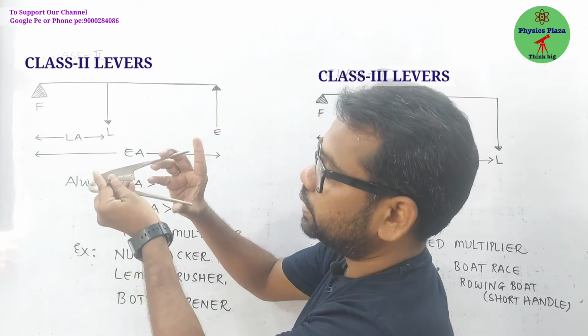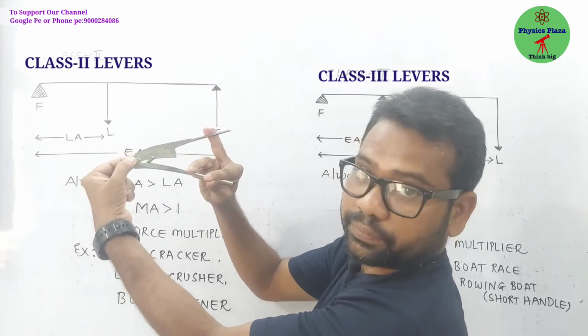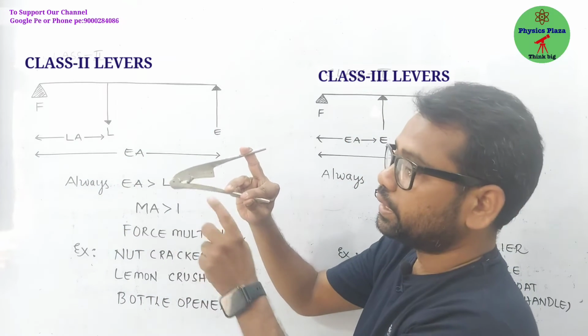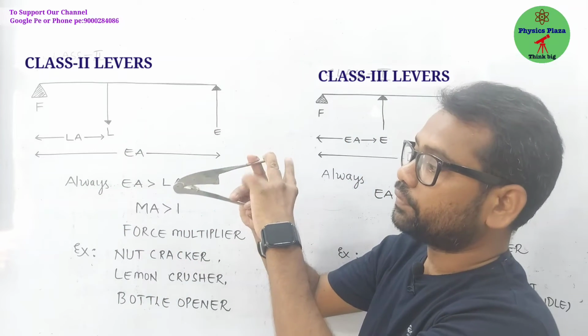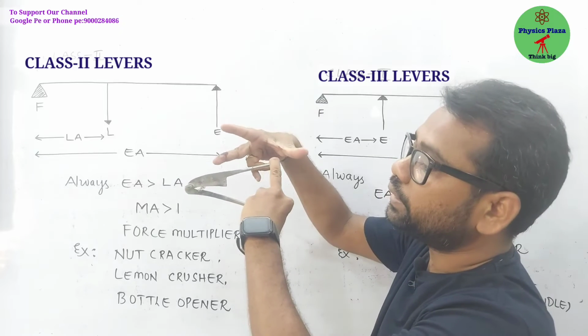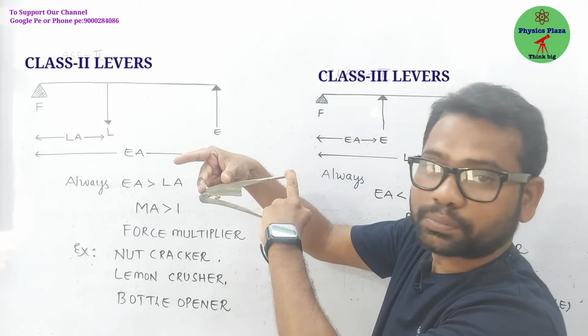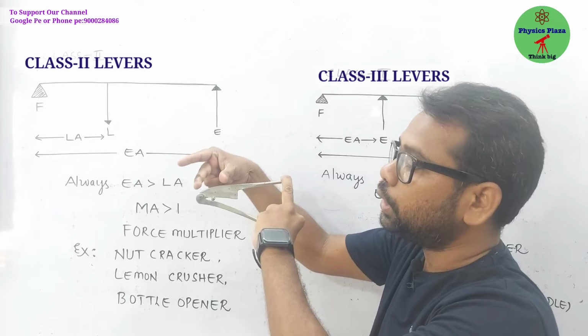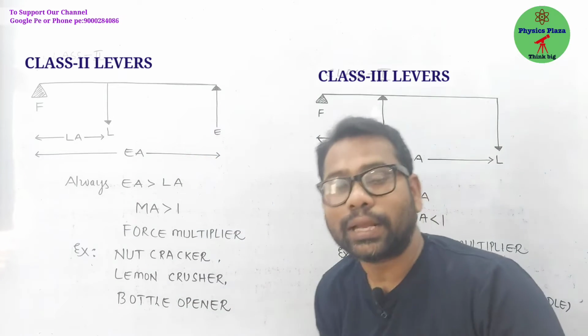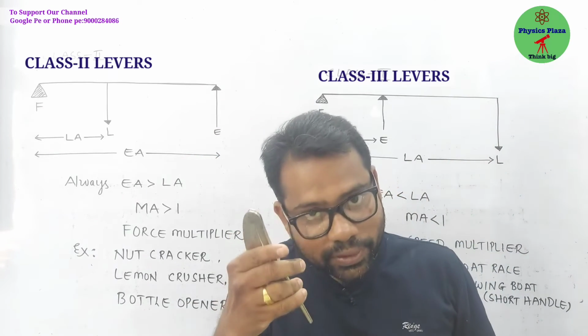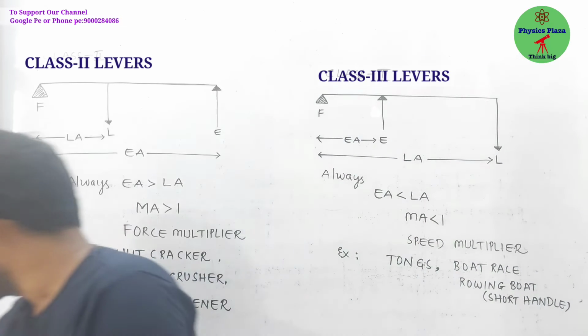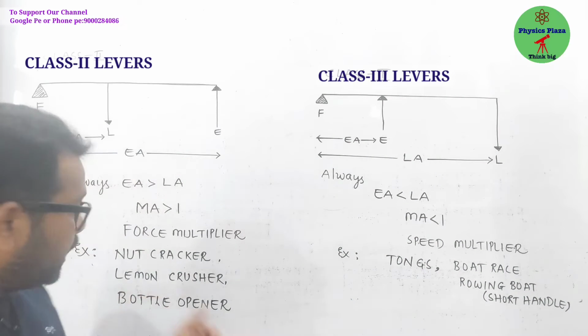Now this is the fulcrum, children. Hope it is clear. Here is the fulcrum, here is the load, and this is the point of effort. If you can see, this is the effort arm and here is the load arm. So the effort arm is greater than the load arm. That's why the nutcracker comes under class 2 lever. Okay, the second one here is the lemon crusher.